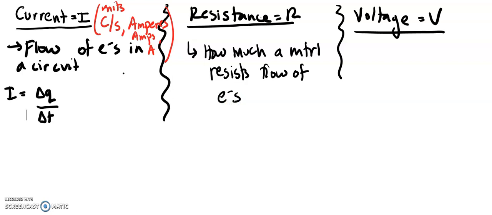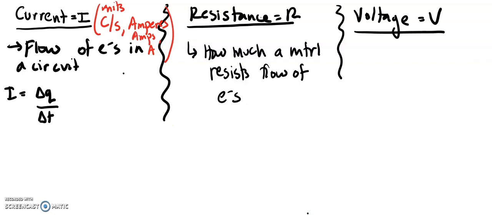So materials like that are, let's say, like plastic or something like that, those are going to have a really high resistance because it's going to be really hard for electrons to get through. While something like copper, which wires are often made of, it's going to be really easy for electrons to flow through that, so they're going to have a pretty low resistance.